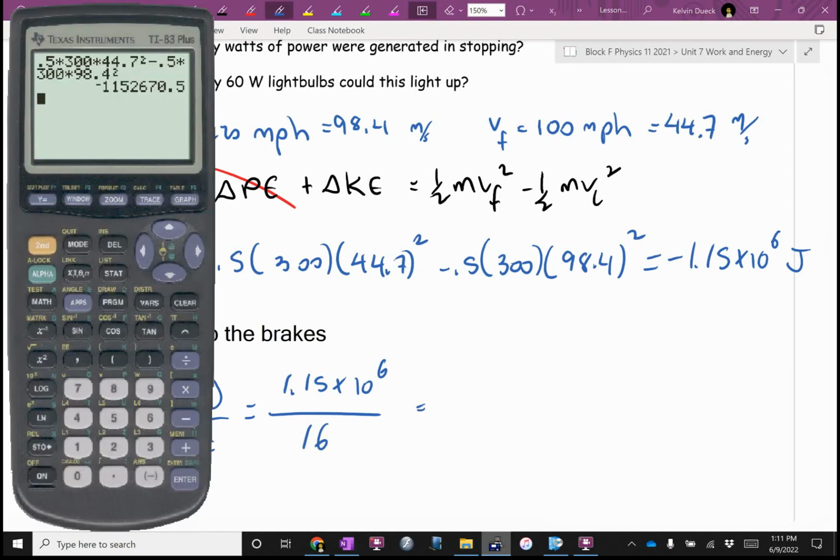So go answer button, divided by 16. Ignore the negative, because I know it's a power loss. And I get 72,042 watts. Yes? No?